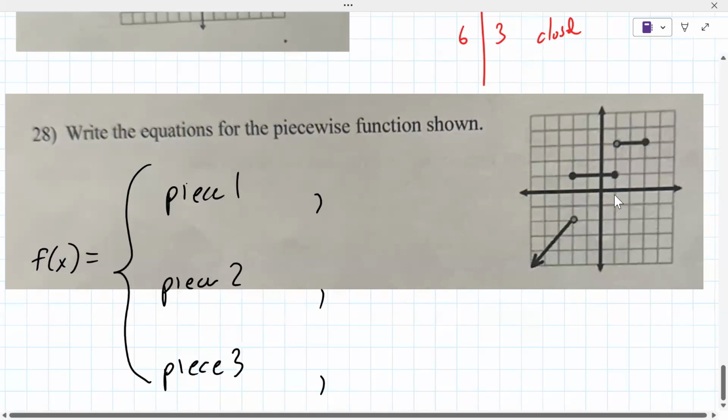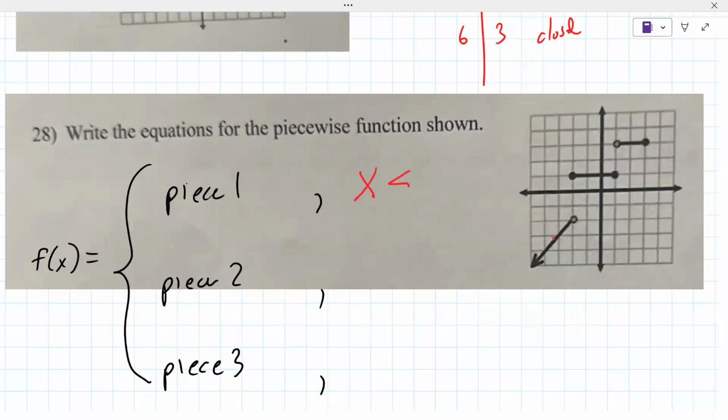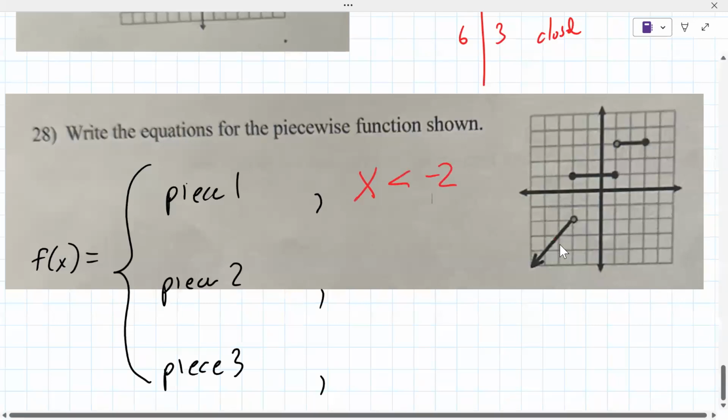So that would be to the right. Greater than would be to the right. It is -2, but it's to the left, so it's less than. Yes. So this is X less than -2. Is it less than or equal to? It's just less than. Good.